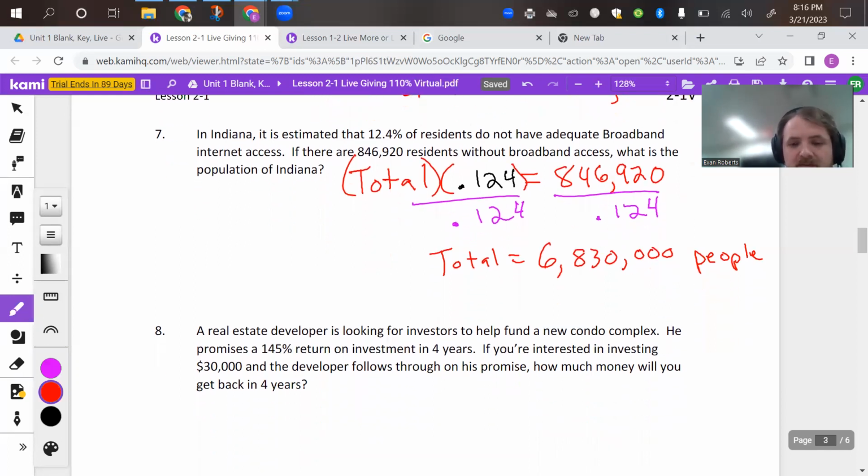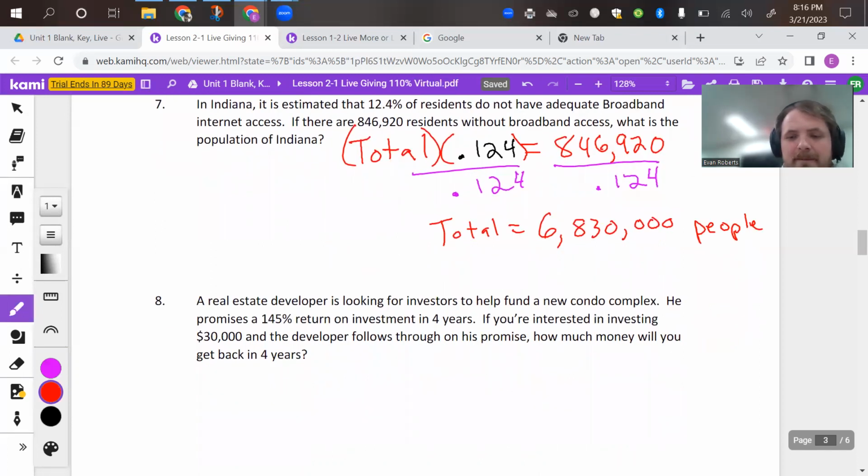Alrighty, so real estate developer, looking at this condo complex, he's promising that much of a return after 4 years. When I did this the first time, I thought it was asking that you would get that much of a return every year, and so I kind of messed that up. So just know that that's after 4 total years, you're going to get that much back.